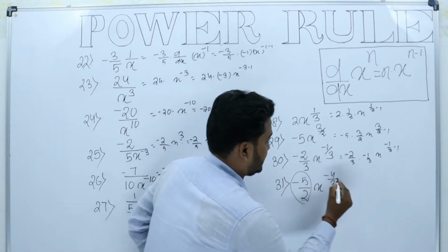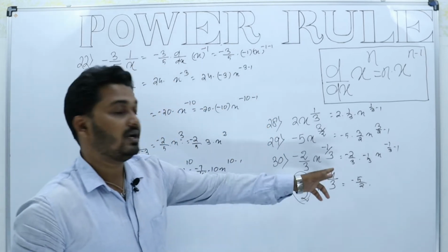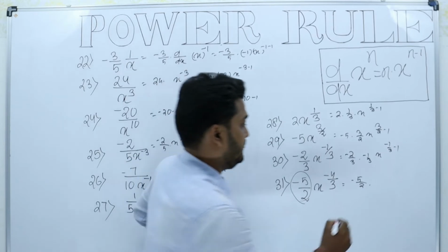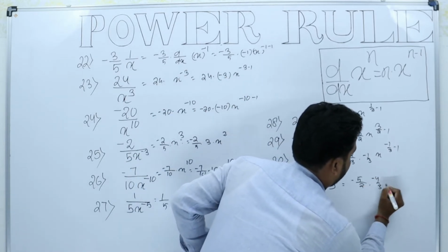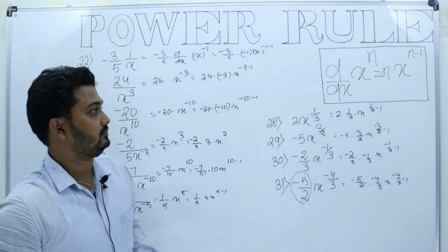And in the last question, minus 5 by 2 x to the power minus 4 by 3. Minus 5 by 2 is constant, let's keep minus 5 by 2 as it is. X to the power minus 4 by 3. Minus 4 by 3 is your power. Next step we will write minus 4 by 3 x to the power minus 4 by 3 minus 1. So all this is solved.